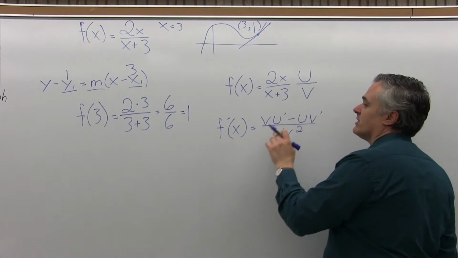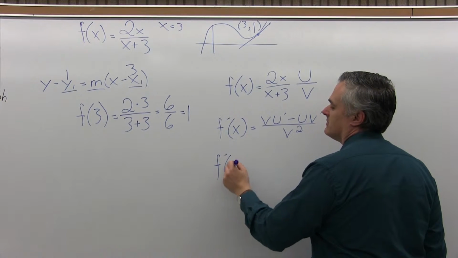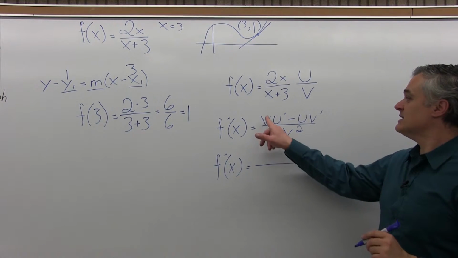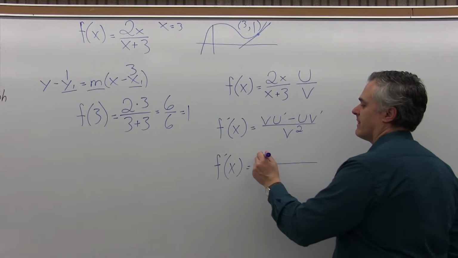So let's figure out the v, the u prime, all the stuff we have to figure out to fill in this formula. So the first piece is v. No prime, just v, just x plus 3.